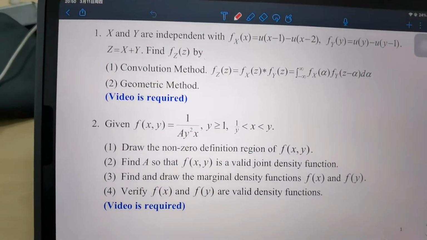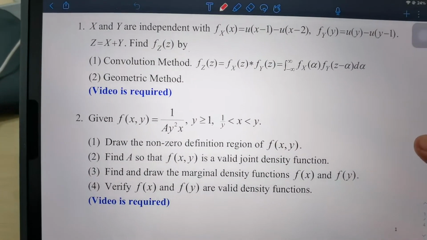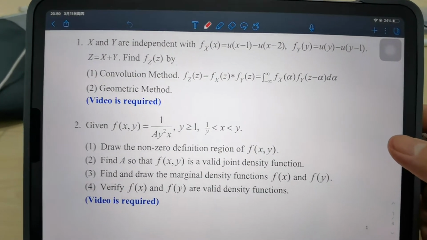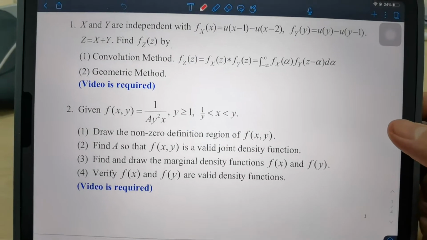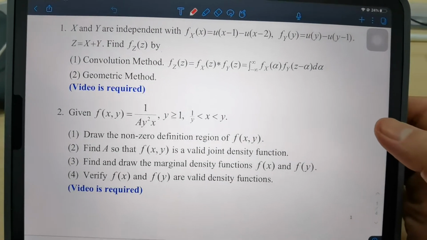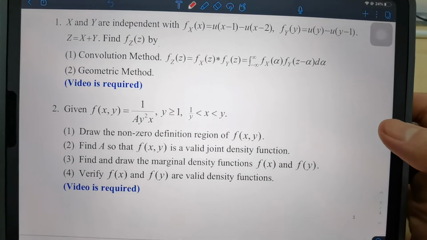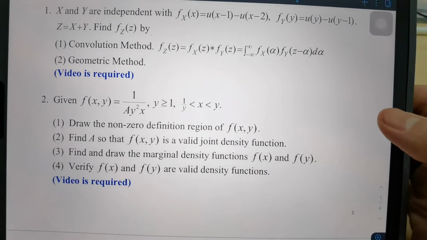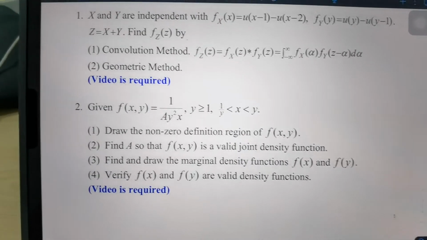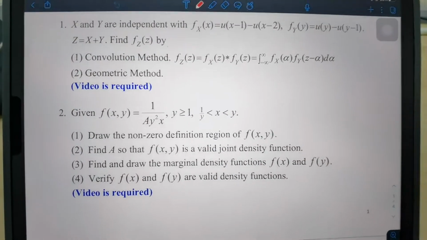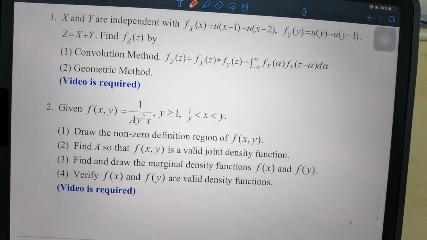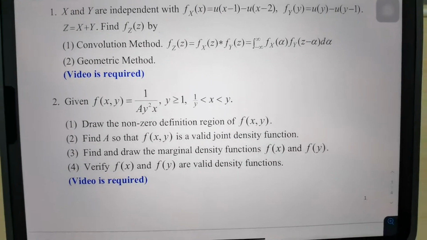Here is a question: X and Y are independent with the two density functions, and Z is X added by Y, and we need to find f_Z by the first convolution method. We use the convolution method in the first question, and then we use the geometric method to do the same question.